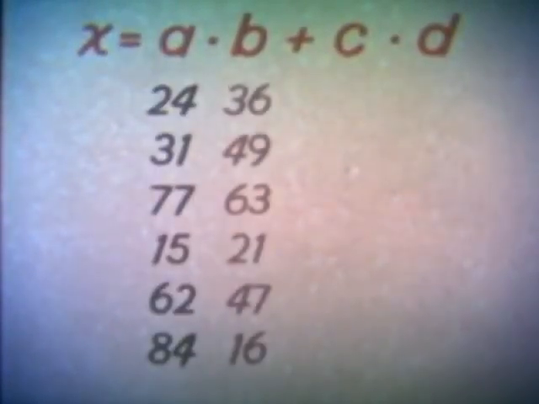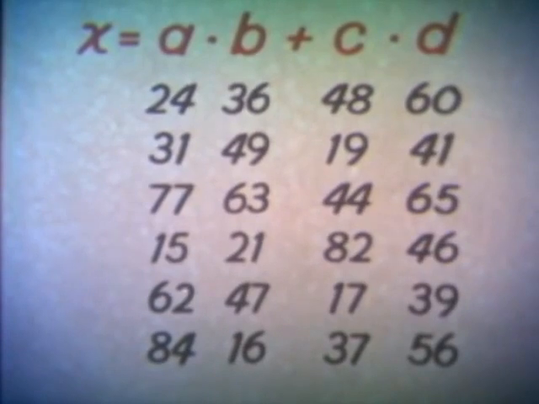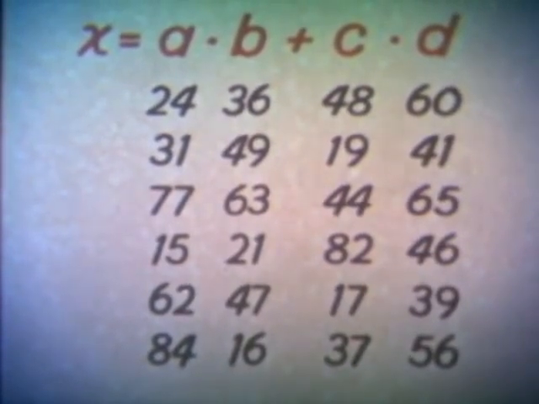act upon. To see in a small way what is involved, let us suppose an operation calls for computing the values of X in this equation, using various given values for A, B, C, and D, and then printing out the solutions. We will follow the process for one set of data, 24, 36, 48, 60.